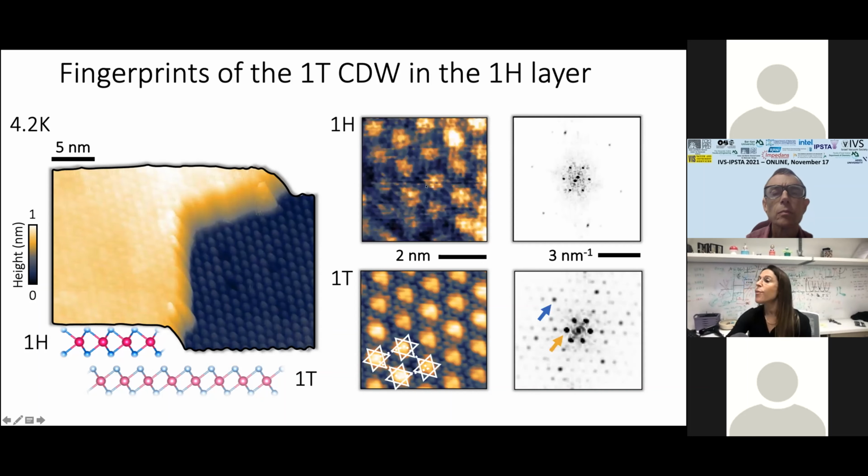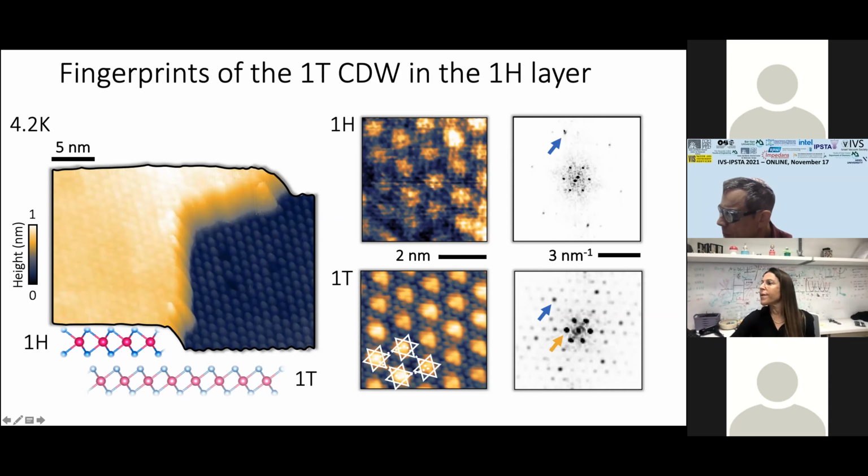If you go to the 1H, we see a CDW formation which is very similar to what we see on the 1T. And this is not by chance, since what we see here is an imprint of the CDW that we have on the 1T. We see an imprint of it on the 1H due to its proximity to the 1T, in addition to the 3x3 CDW that the 1H has on its own.